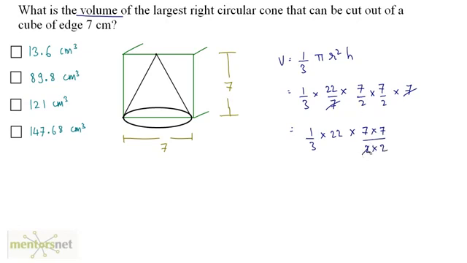Let's keep it as it is. So 2 times 11 is 22. So we have 11 times 7 7s are 49 divided by 3 2s are 6, right? And when calculated, that will give you 89.83, and the unit will be centimeters cube. So that's the volume, option B.